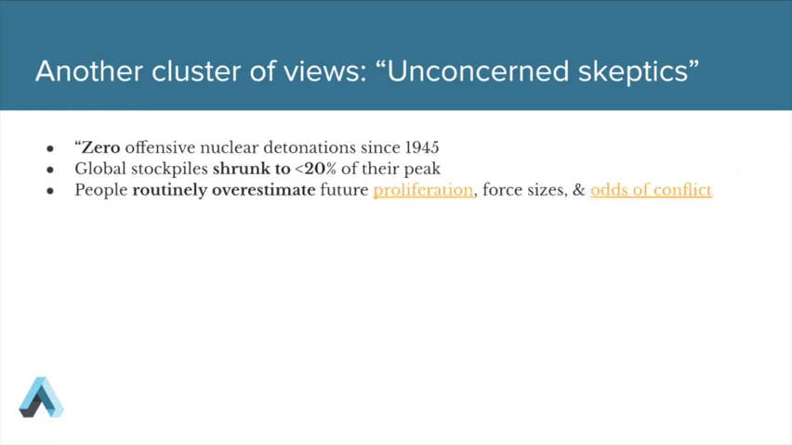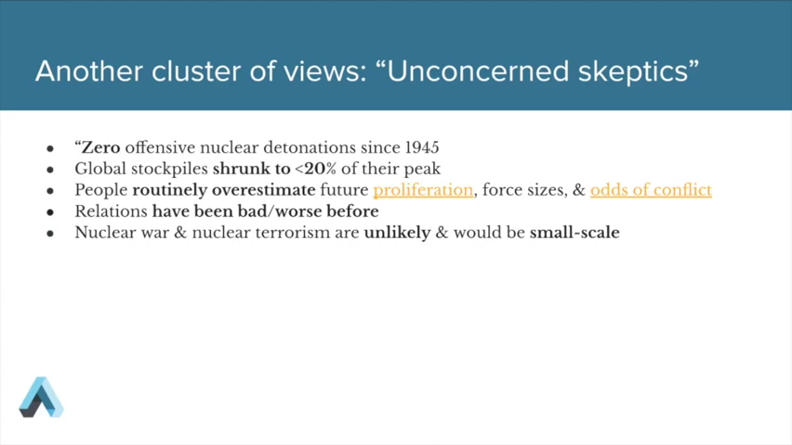People routinely overestimate proliferation, force sizes, and odds of conflict. I'll probably find a way to share the slides later. There's some links there to some evidence of people overestimating these things. This sort of doomsayers, sky is falling. Often it doesn't fall, at least not yet. Relations have been bad or worse before we had the Cold War. We didn't have any nuclear conflict. Now that was obviously very, very tense at times, but we still got through it. So it's not clear that tensions are just rising and it's just getting worse and worse.